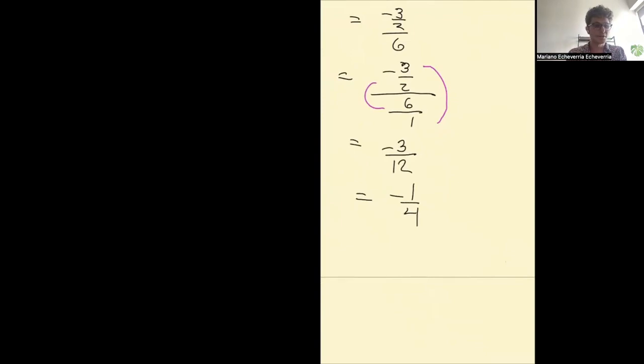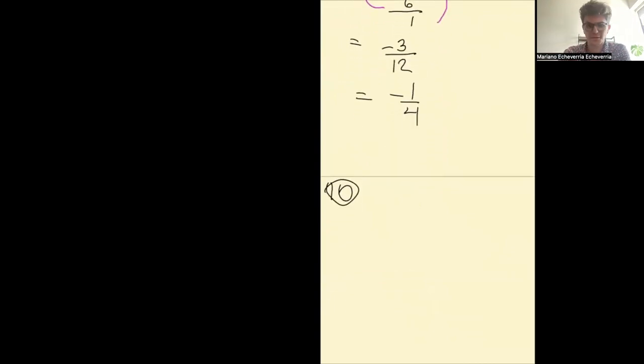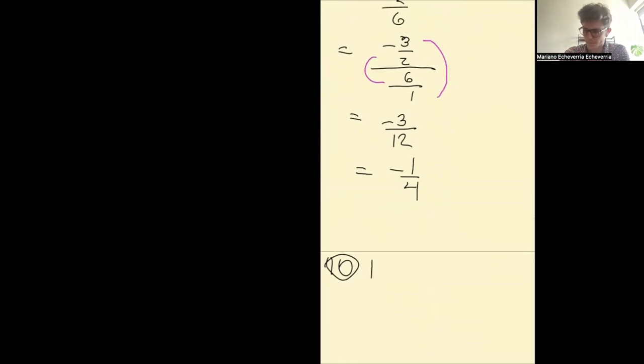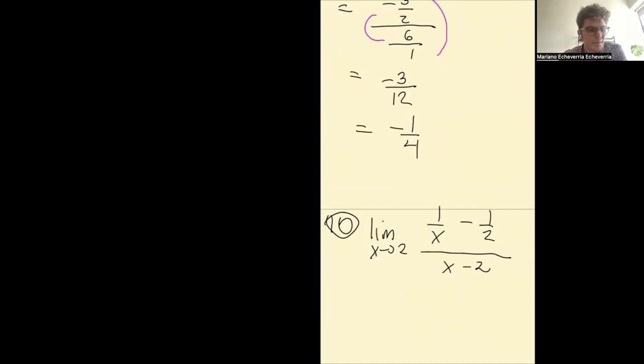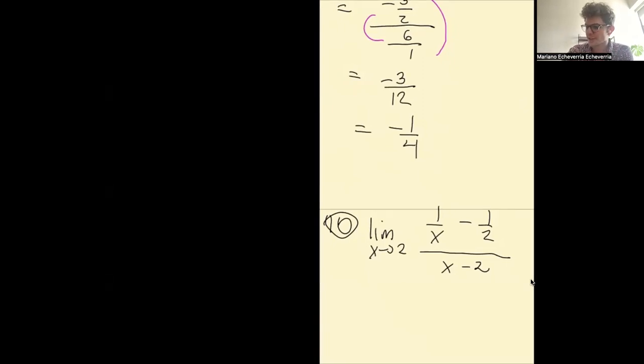Okay, and then let's go to 10, which also seems to have been problematic. So this is good. Let's talk about 10. The thing about this one is that if you try to plug in naively, you will just get 1/2 minus 1/2, which gives you 0, right? So you get 0 here and you get 0 here. So you cannot just plug in naively. You have to see if there's something else you can do.